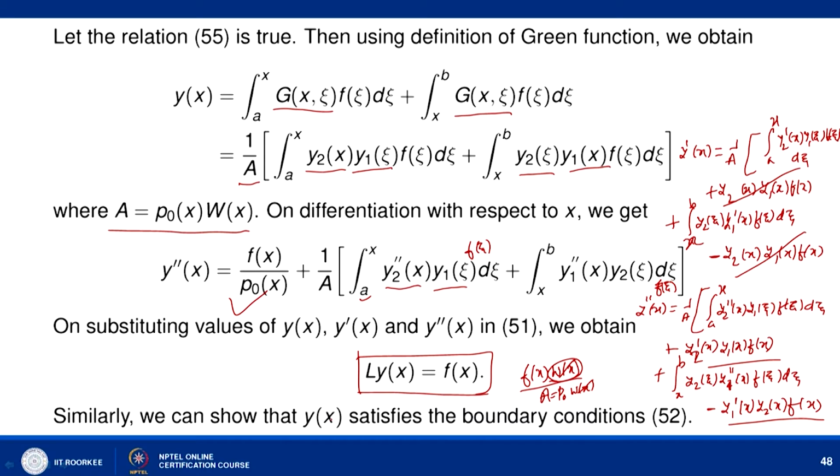Now, when you substitute the values of y'', y' and y and calculate this quantity, that is p0 y'' plus p1 y' plus p2 y, you will see that if you multiply here, then we have only f(x) plus 1 upon a, and if you look at inside, you will get L of y2 in the integral a to x, let me write it here in a separate thing.